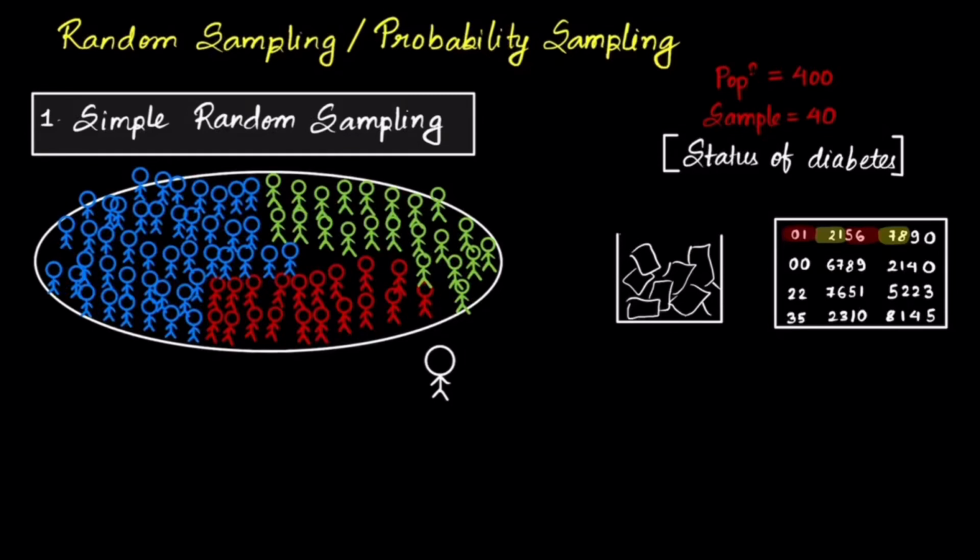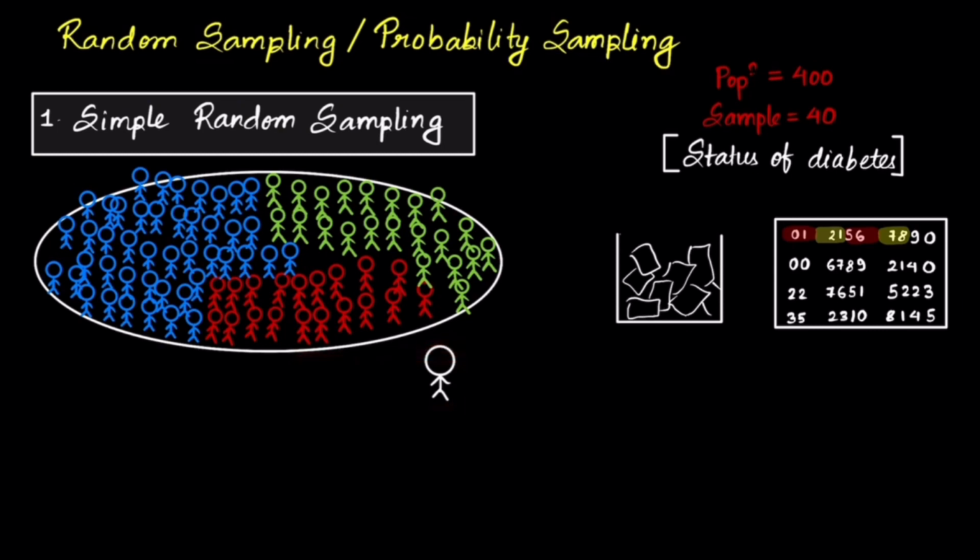Let's look at the various types of random sampling or probability sampling, which is superior to non-random sampling or non-probability sampling, because in random sampling, every individual has an equal chance of selection, making the sample highly representative of the actual population.